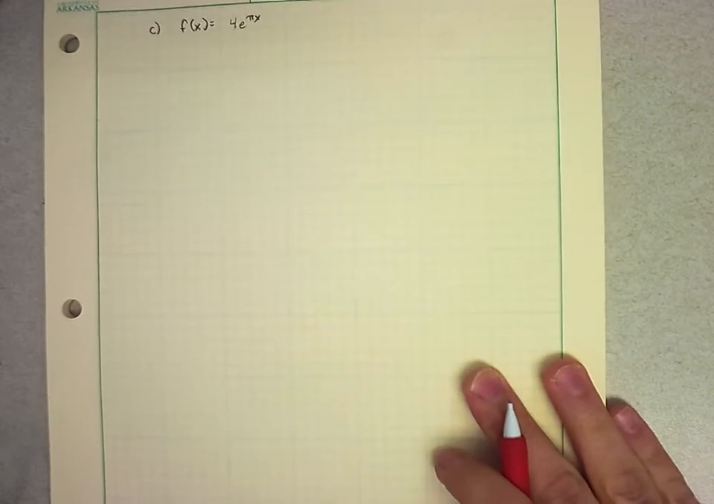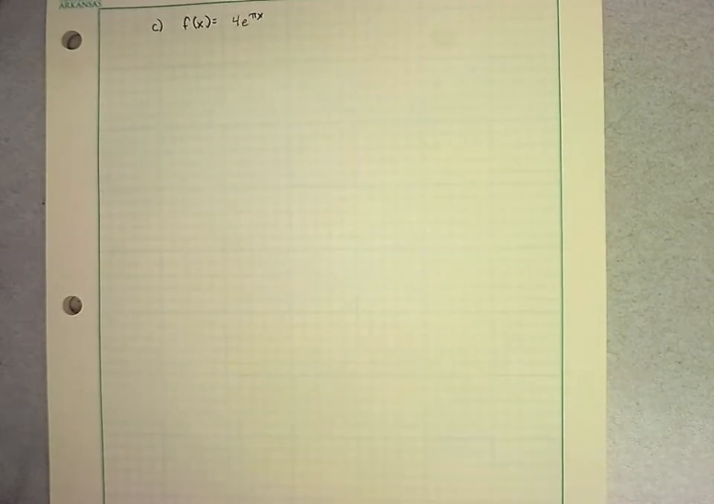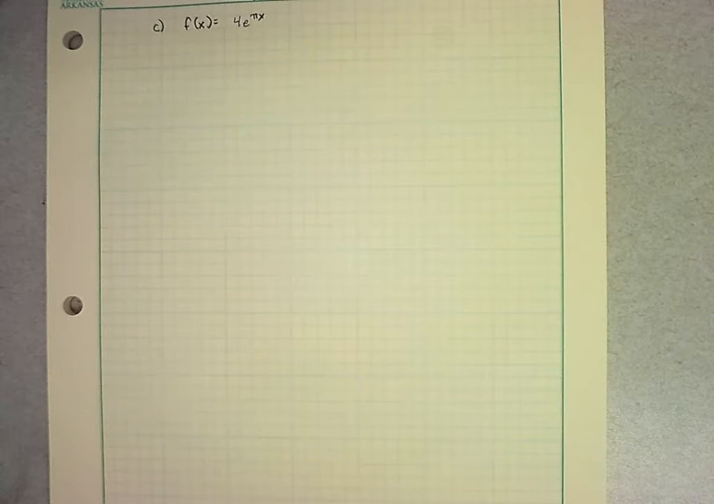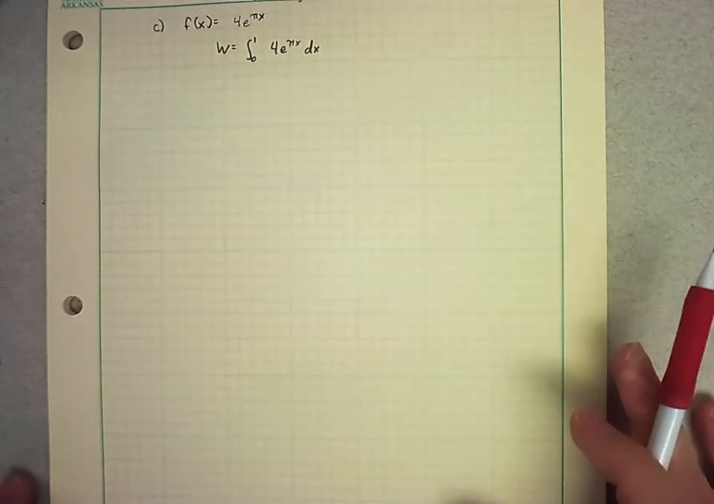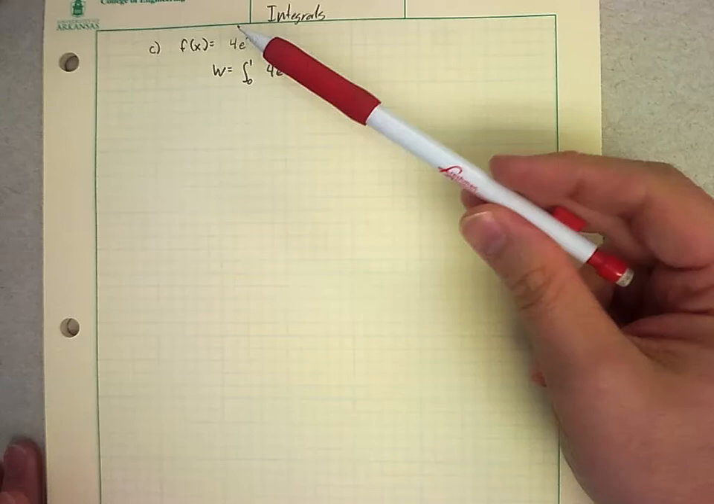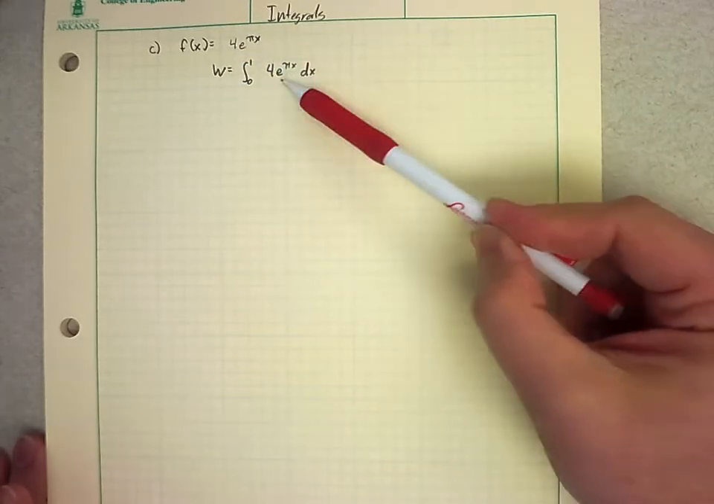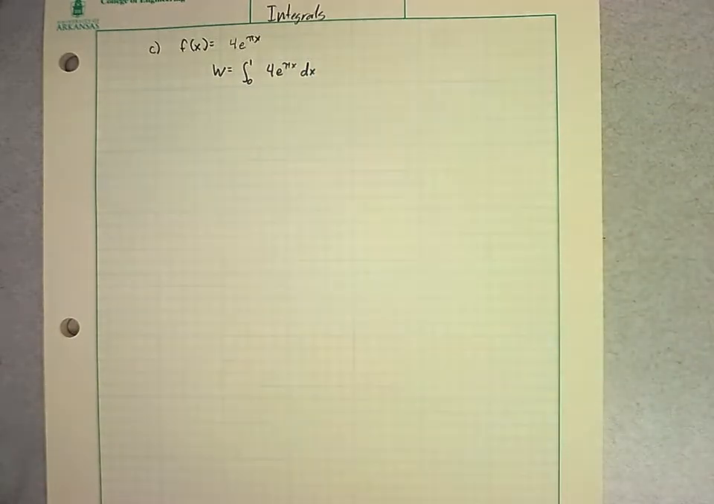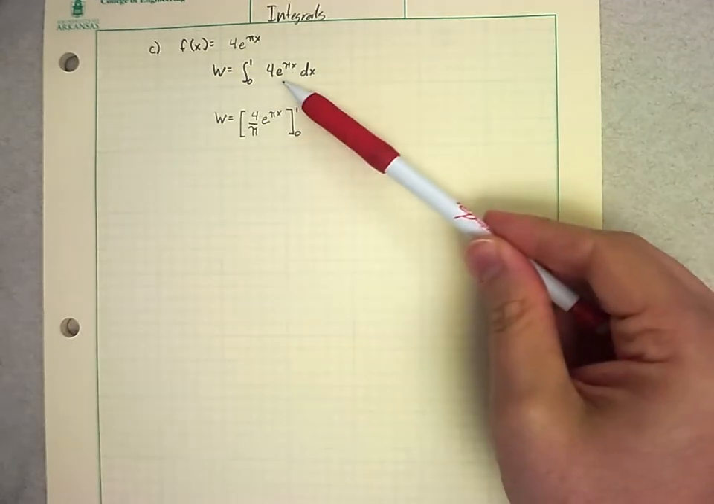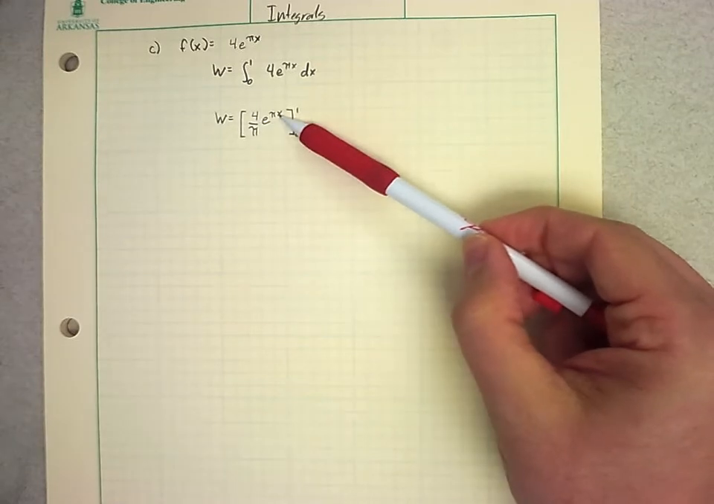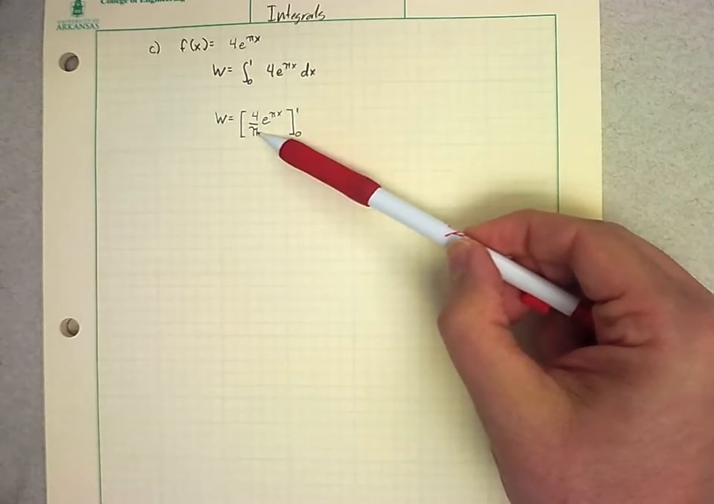So our third example of work is the function 4e to the pi x. We would do the same thing that we've been doing, which is to set up our equation. Work is integral from 0 to 1, because we're doing 1 meter, for 4e to the pi x dx. Then we'll do an antiderivative. So the antiderivative of 4e to the pi x, we keep the 4 out front, but it's still e to the pi x, and we just divide by whatever that coefficient is.